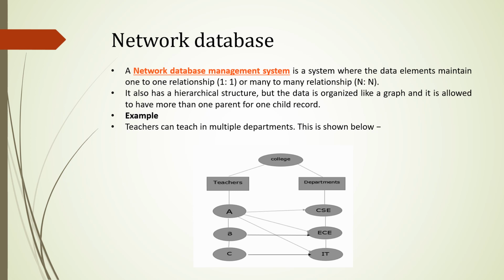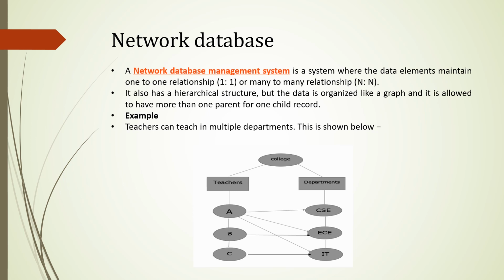Now in the hierarchical database, we are having only one parent, and then we're having multiple children for that parent. But in this network we can have many parents. That means multiple parents have multiple children, and multiple children have multiple parents. That is the difference between it. For example, a teacher can teach in different departments. Okay, now you can see here in the college we're having teachers and departments, two categories. In the two attributes you can tell that A, B, C.